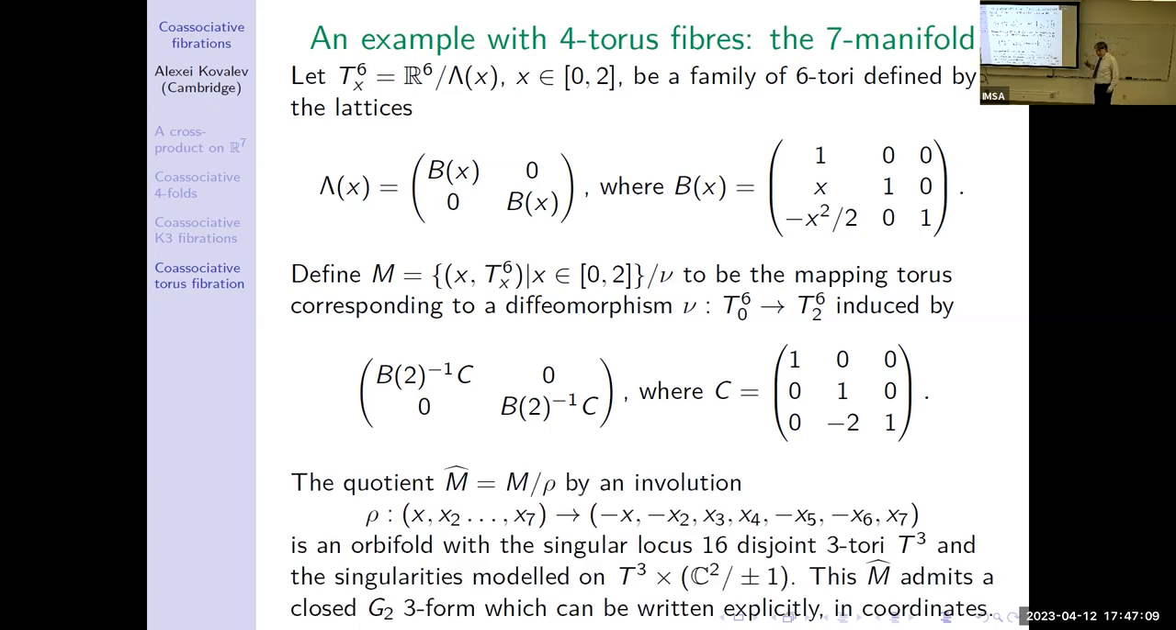Now, one needs to do a little bit more with it. Again, an explicit check shows that this involution rule gives a well defined map of this M. So we get M hat, but that's not a manifold. It has quotient singularities. Precisely, it's a disjoint union of 16 three-dimensional tori inside the seven manifold. Singularities locally look like three torus times a quotient of complex plane by plus minus one.